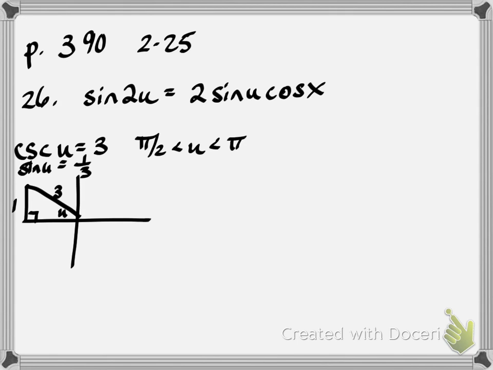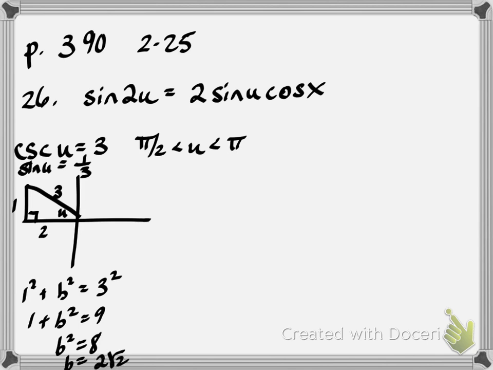And we do have to do Pythagorean theorem. a squared plus b squared equals c squared. So b is the square root of 8, which is 2 square root of 2. All right. So we have all our sides, and that's a -2 square root of 2. It's a negative x-axis. So we're ready to plug in.